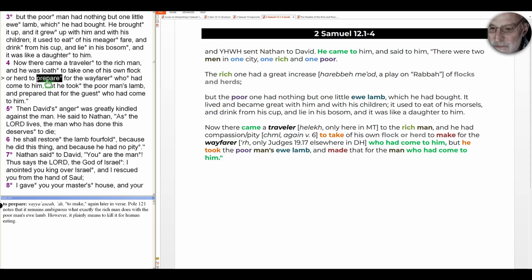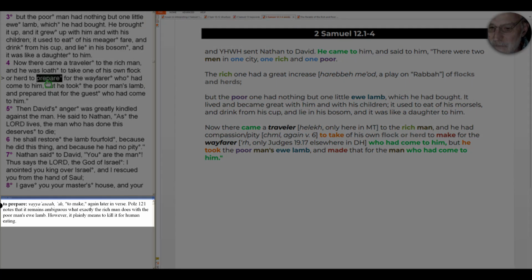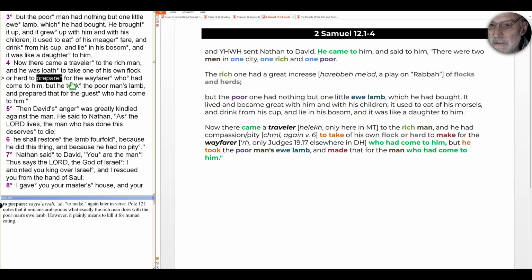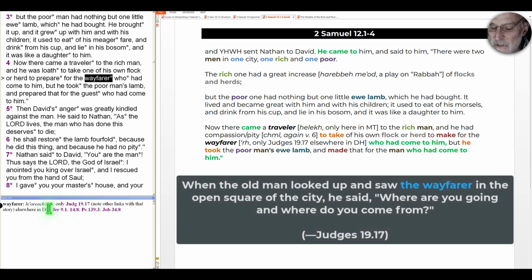Both times it's translated prepare, here it's make. As Polson notes below, it remains ambiguous what exactly the rich man does with the poor man's ewe lamb. However, it plainly means to kill it for human eating, but we don't hear that. And then we hear the second of three labels for the person who comes to visit. Again, not pronounceable without vowels, but it's linked directly to the story I just referenced earlier about the abuse of hospitality and of the secondary woman there, and that's the only other use of it in the Deuteronomistic history.